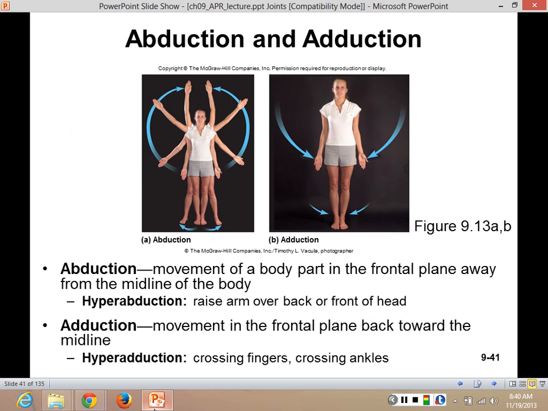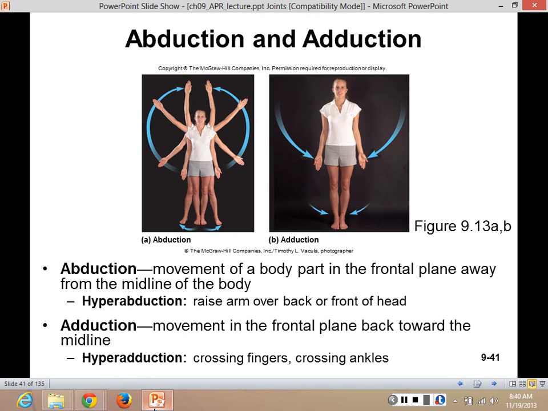So they've done abduction and adduction. Leslie, do, let's see which ones we haven't done. Finger flexion and finger extension.